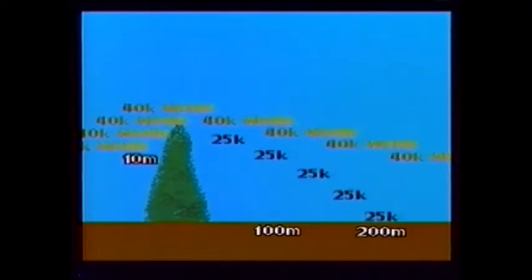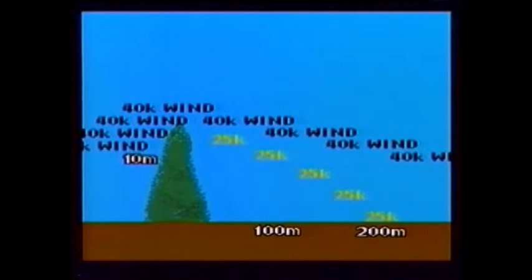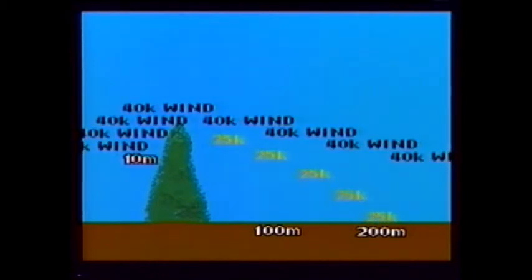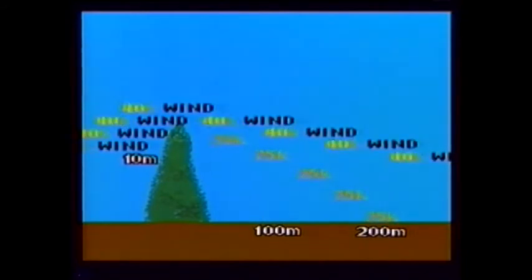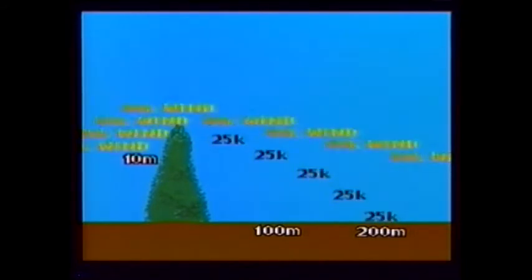A 10-metre high windbreak will reduce the wind speed by this same amount over a distance of at least 200 metres. Thus, by increasing our windbreak height from 5 metres to 10 metres, we increase the effectively protected area from 100 metres to 200 metres. The higher the windbreak, the greater the distance it protects.